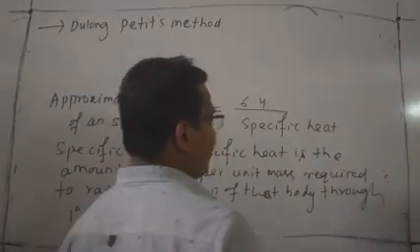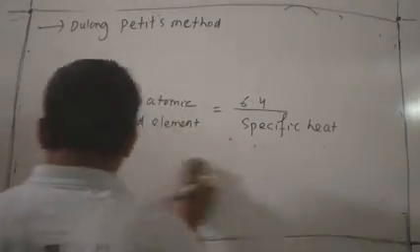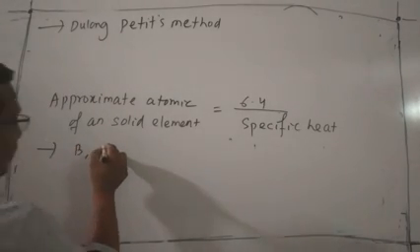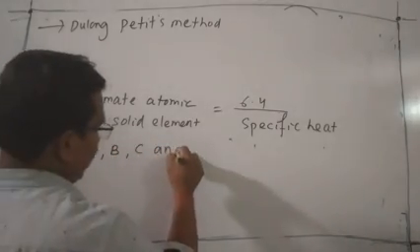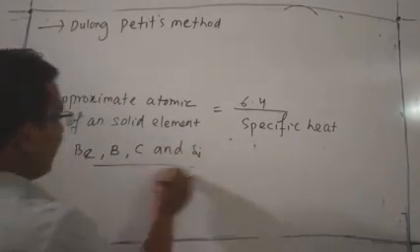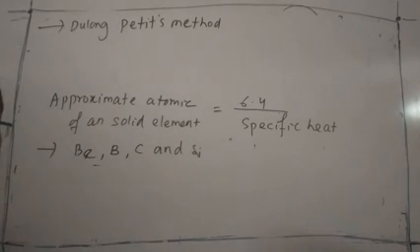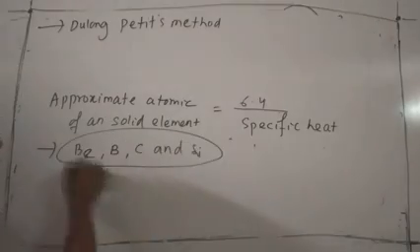This formula has an exception. It cannot be applied to elements like boron, beryllium, carbon, and silicon. These are solid elements, but it cannot be applied to these 4 elements. It is applicable to all the solid elements except the 4.